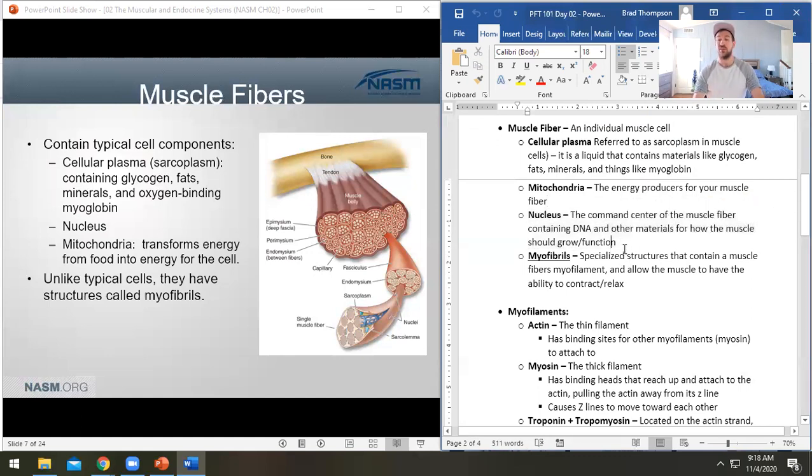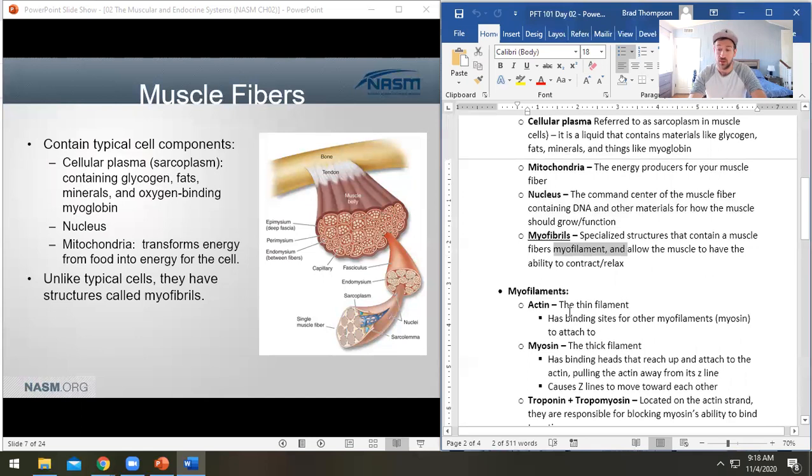Then we see a nucleus in there, right? That's the command center of your muscle. It's got all kinds of DNA that's designed to teach your muscle cells how to grow and how to function and stuff. But the one thing that's unique inside of an individual muscle cell is that it has got myofibrils. And myofibrils are these specialized structures that contain what are called myofilaments. And we'll look at the three types of myofilaments here in just a second. That's what allows your muscles to actually contract.